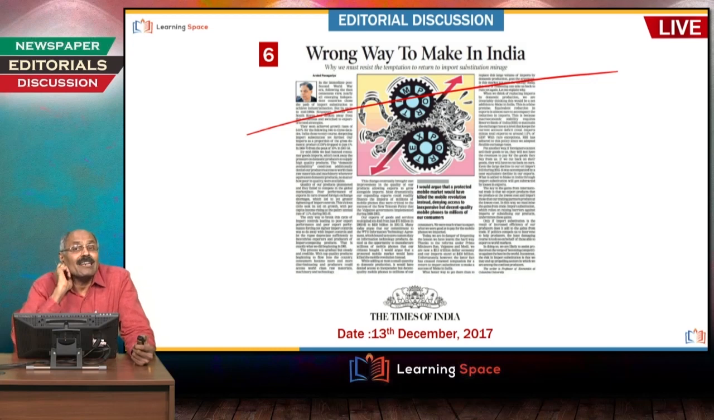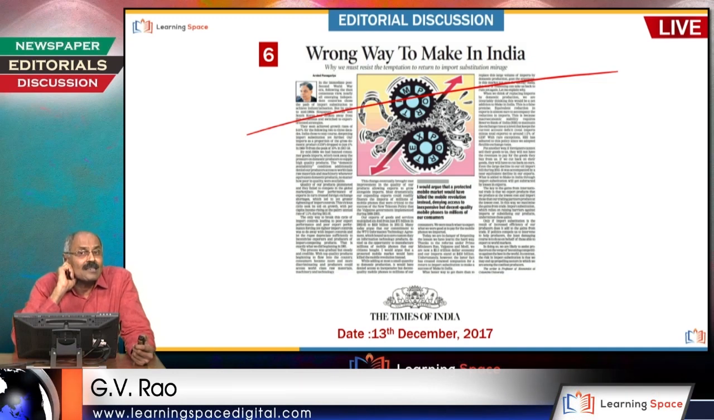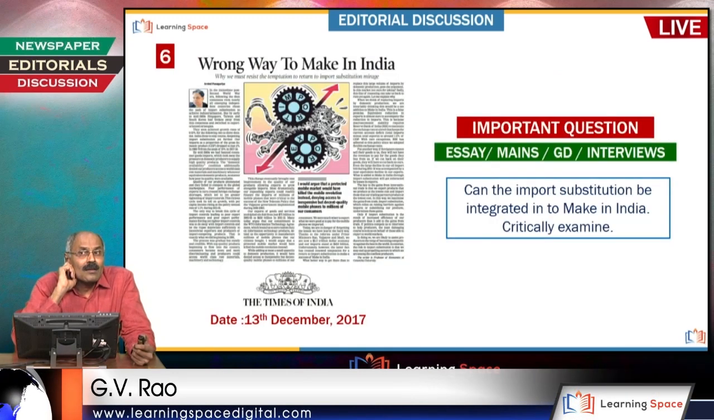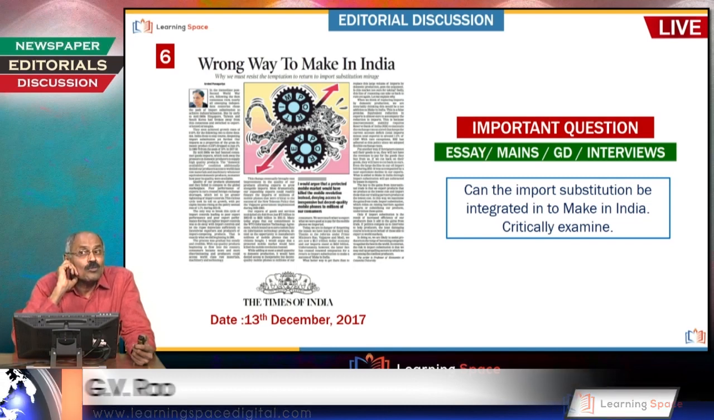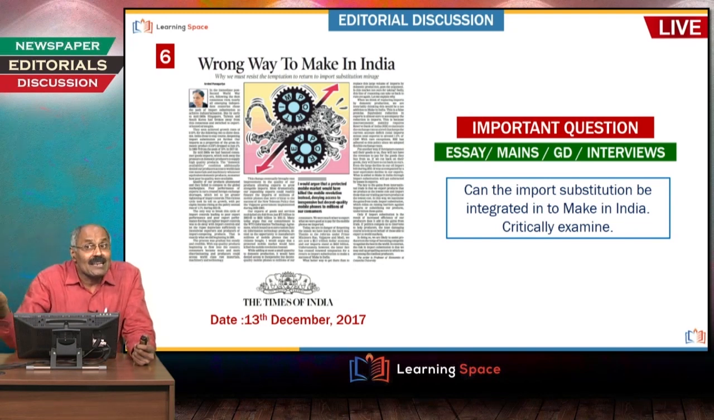Wrong way to make in India. This is an important article written by Arvind Panagariya in Times of India on 13th December. Here, can import substitution be integrated into Make in India? Critically examine.